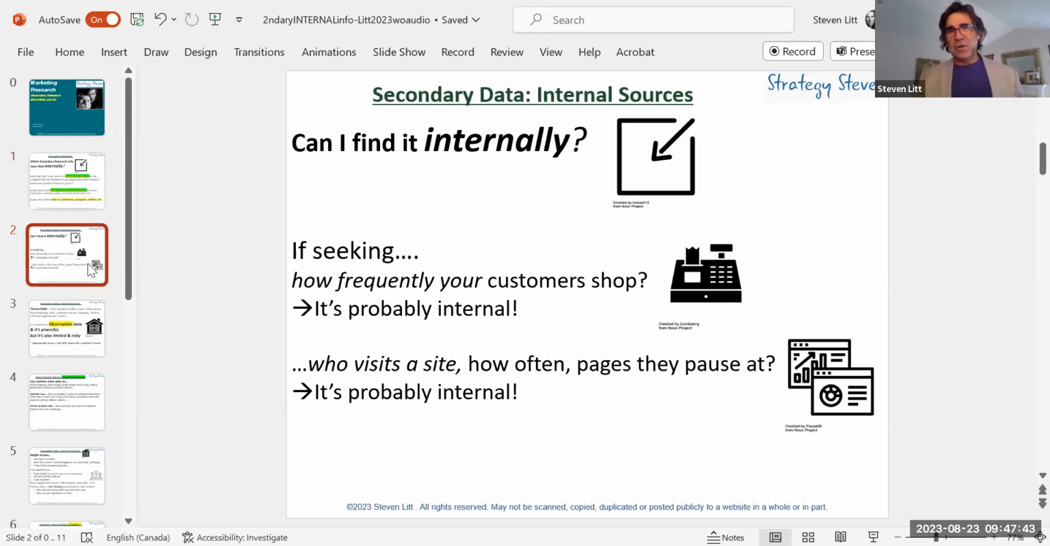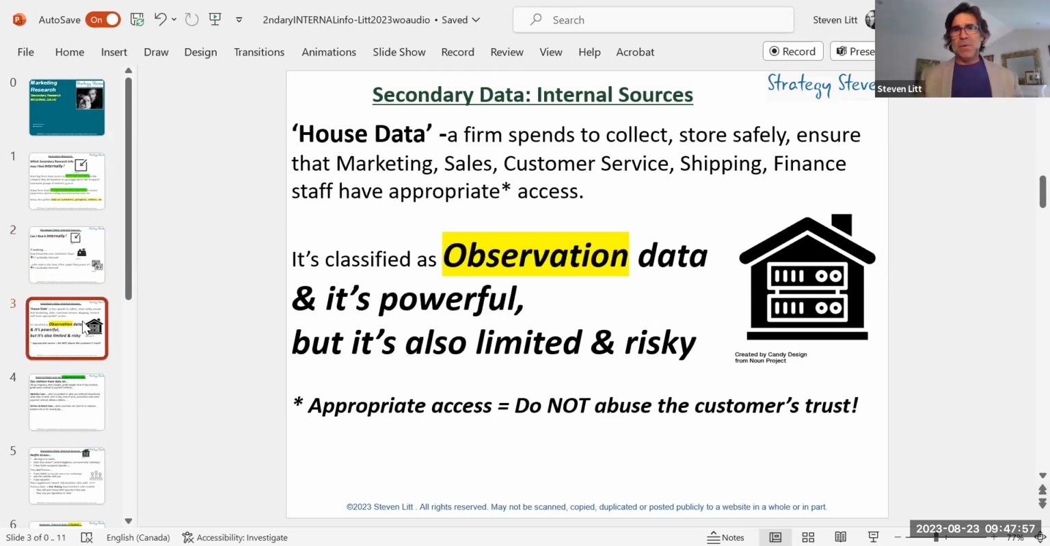Can you find it internally? Well, if it's how frequently your customers shop, you probably can. You've probably got some kind of data collection method on that. And if it's who visits a website, how often, and which pages, it's probably internal too. What about observation data? That's what we call this. This is also otherwise known as house data.